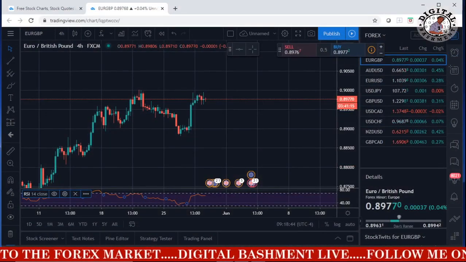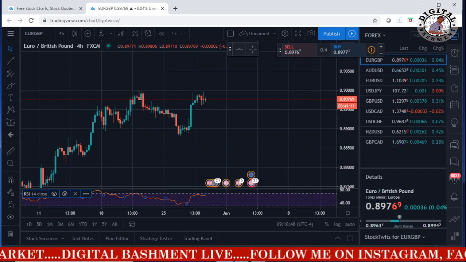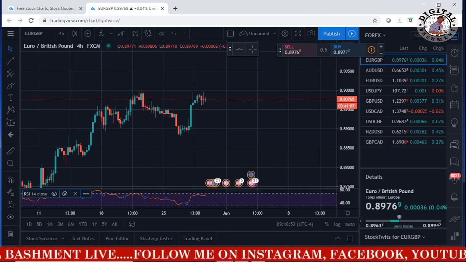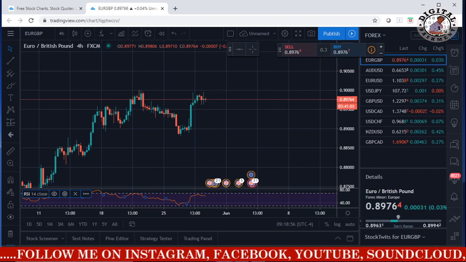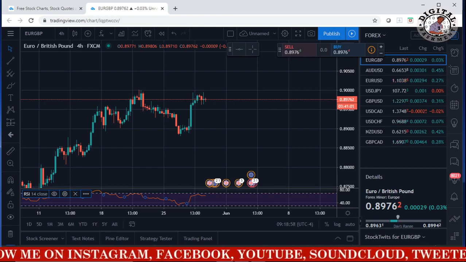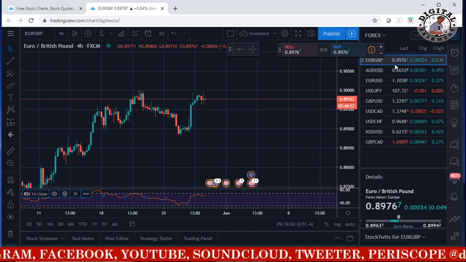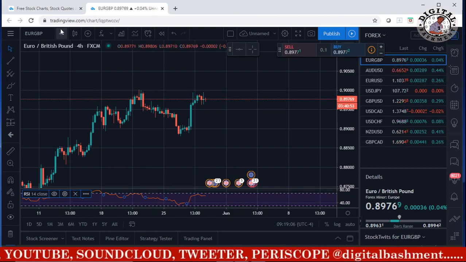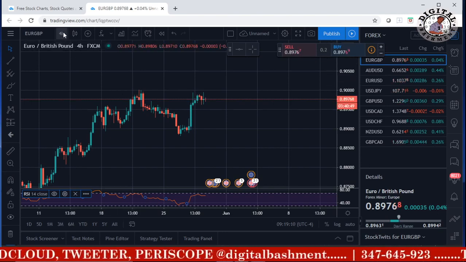Alright, so this is how I go about trading Forex. I look for pairs and I look for trends. I have some of the major pairs here on the right hand side, and I usually look first under the 4 hours trend.